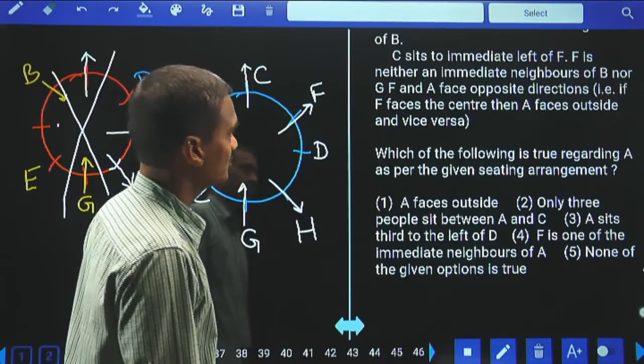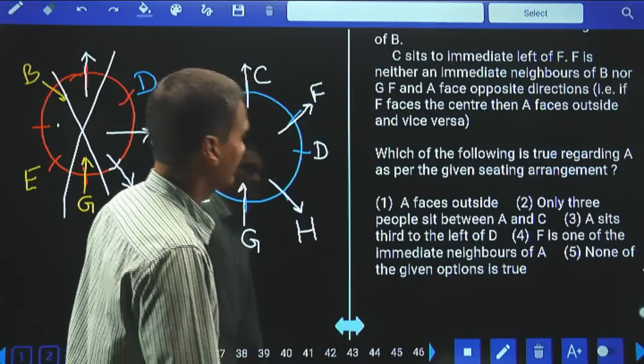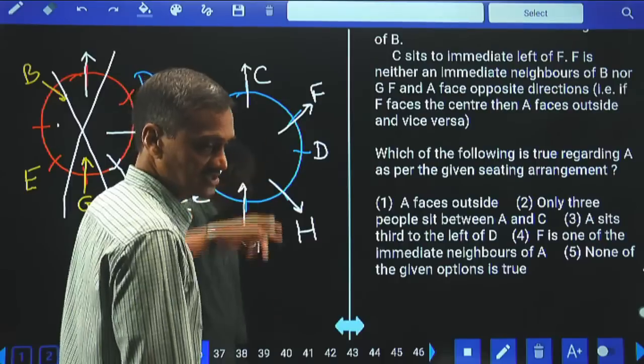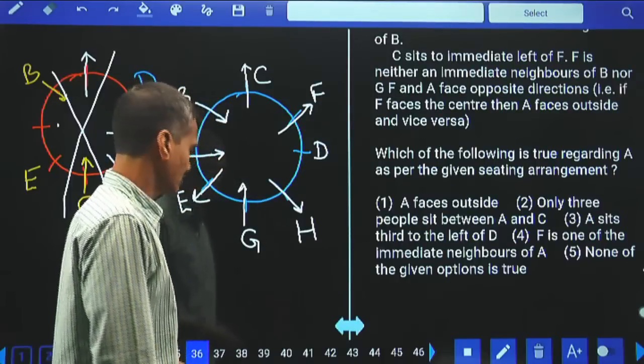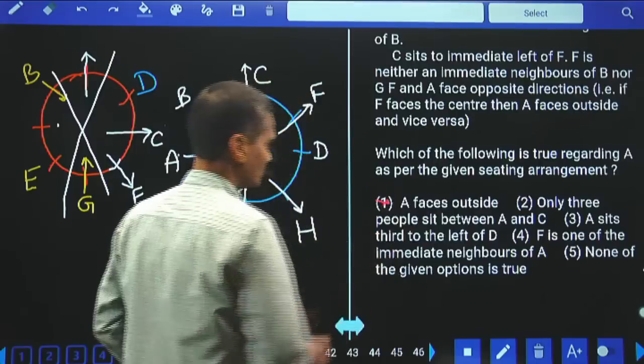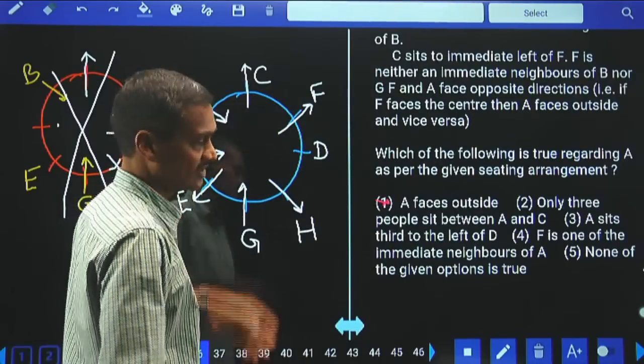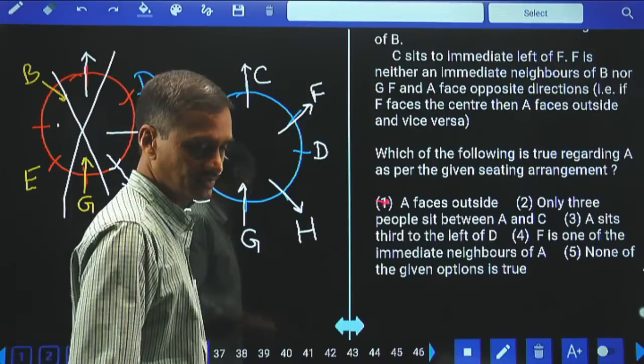Which of the following is true regarding A as per the given seating arrangement? A faces outside, that is false because A is facing the center. Hence choice 1 is wrong, isn't it? Then choice 2, only 3 people sit between A and C. Between A and C there is only 1 person but not 3, that is ruled out, isn't it?